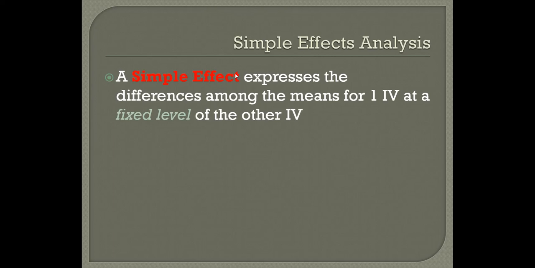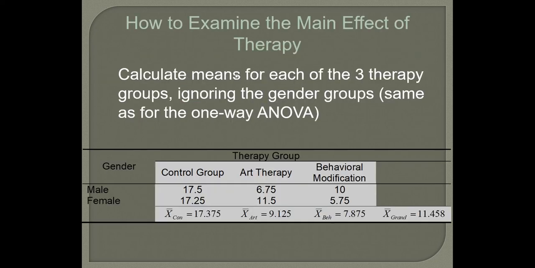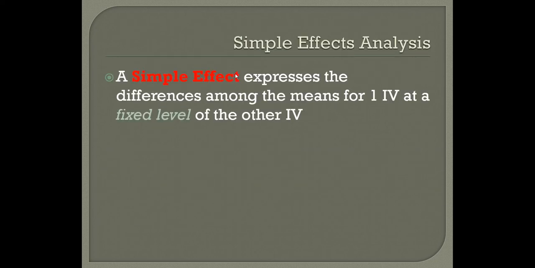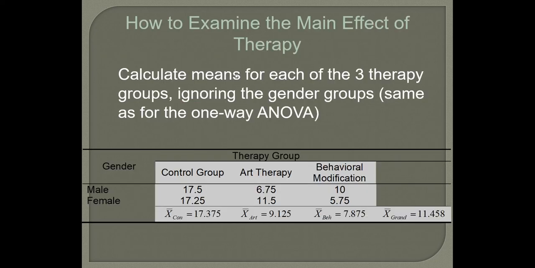Alright, so to return to what we do if we have an interaction: we have to do something called a simple effects analysis, which you can think of as a follow-up analysis to probe the nature of the interaction. As we've already noted several times, a simple effect expresses the differences among the means for one IV at a fixed level of another IV.